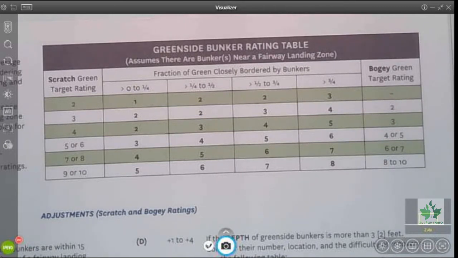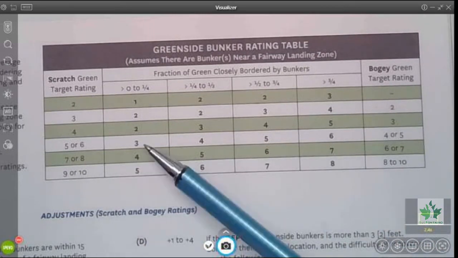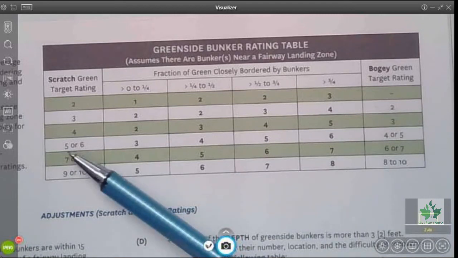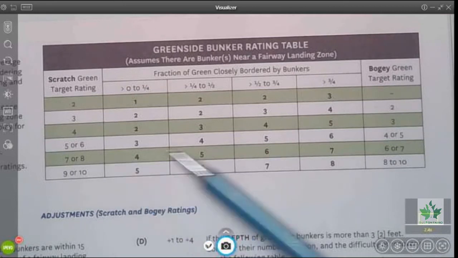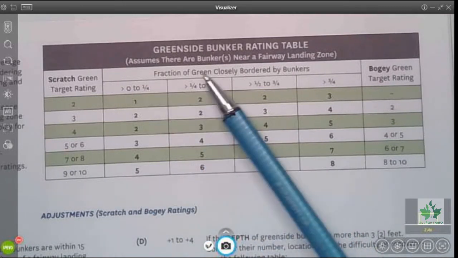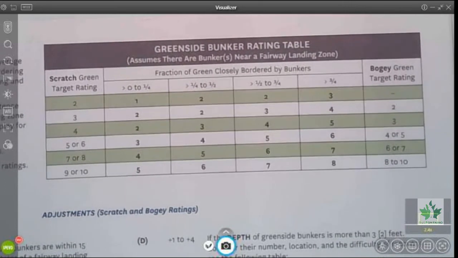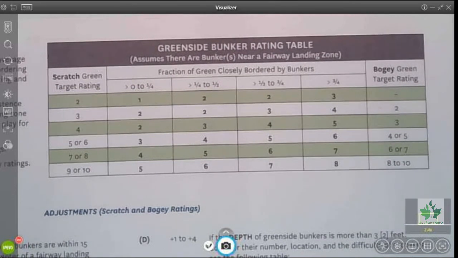But somehow, when you're on the course, it seems pretty easy. Most people like doing this too: pick which quartile you're in, and then it's a pretty simple matter to go in with the same green target rating you determined two obstacles ago and get a table value. The vanilla-ness here is that this table, although it's called the greenside bunker rating table, assumes that there are fairway bunkers near a fairway landing zone.